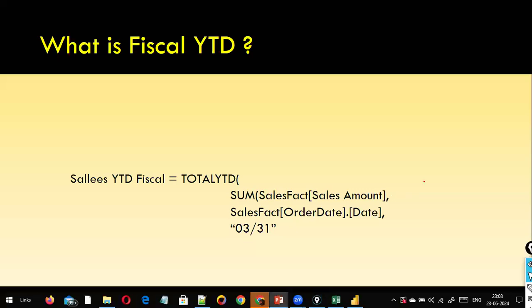What they have given: the first argument is your expression, the second argument is your date column, and the third argument you can specify your financial year end date in terms of month and date. So my third argument is March 31st. What will happen is, in this case, at every fiscal year beginning, the cumulative total will get reset. That's all, guys.